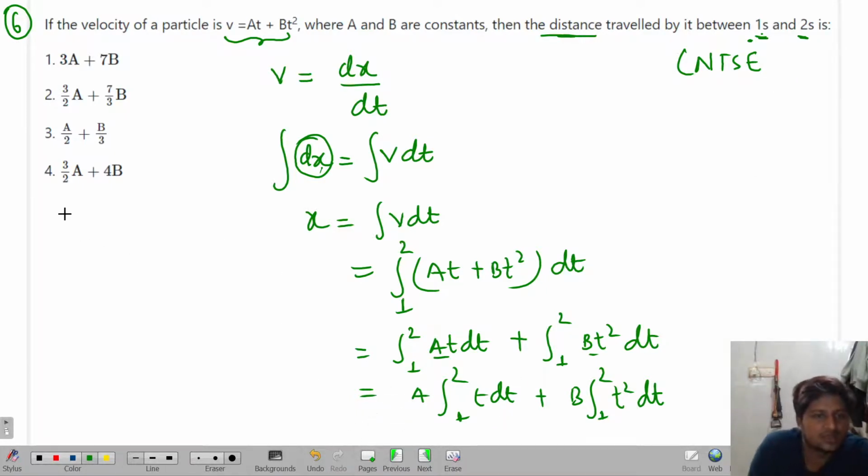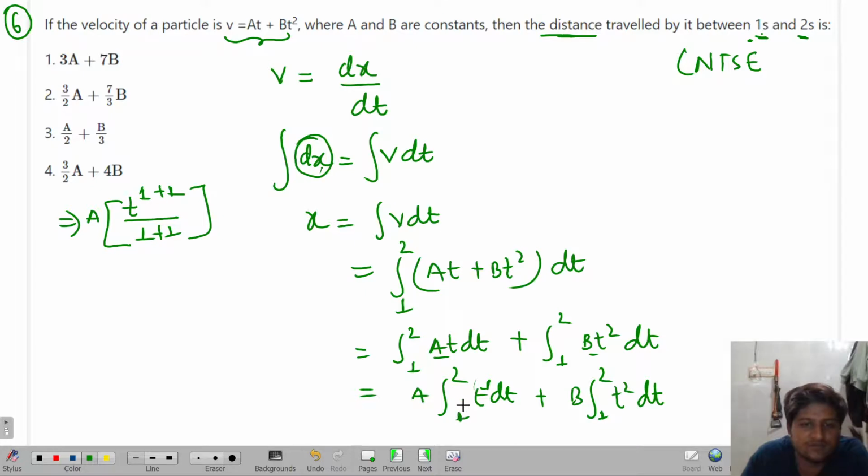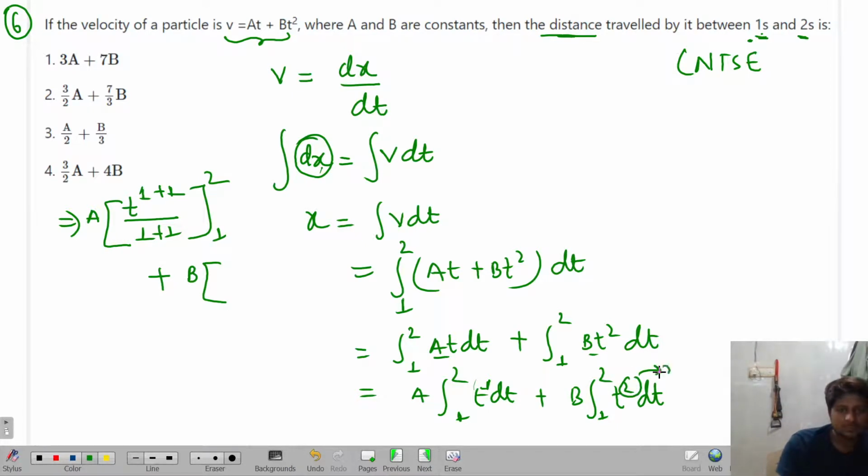What will this become? This is again t to the power of n dt. The answer will be a times t to the power of n plus 1 divided by n plus 1, where n is 1 over here, so it will be 1 plus 1. But this bracket is varying from 1 to 2. Plus this will be b. This is your t square, so n is 2 over here. So it will be t to the power of 2 plus 1 divided by 2 plus 1, varying from 1 to 2.